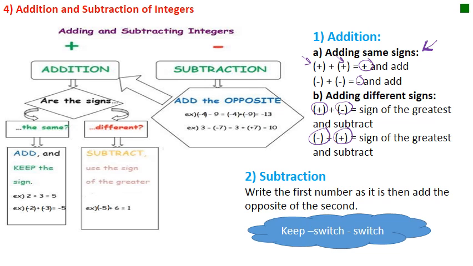The rules of subtraction of decimal numbers, we should follow the rule, which is keep, switch, switch. What do we mean by keep, switch, switch? We write the first number as it is. We change the minus here in the middle into a plus, and we should write the opposite of the second number. For example, the opposite of 9 is -9. Now we are having addition. We follow the rules of addition we have seen before.